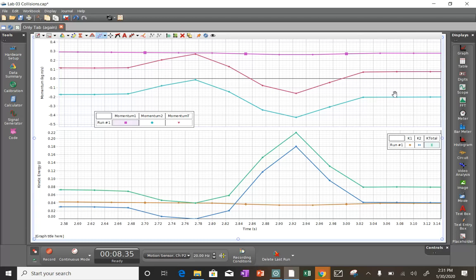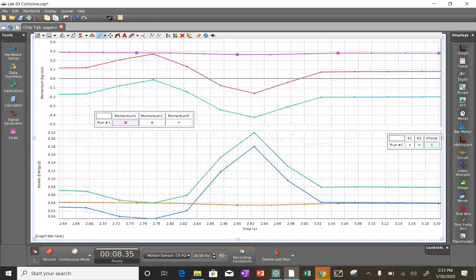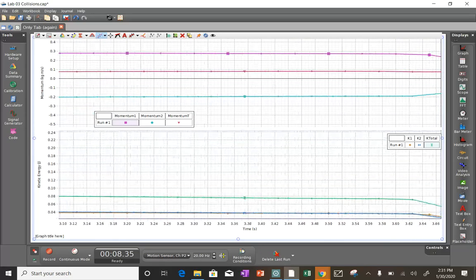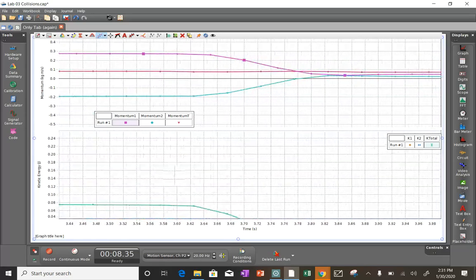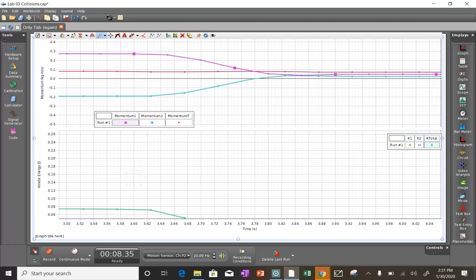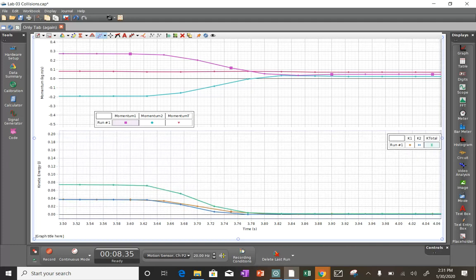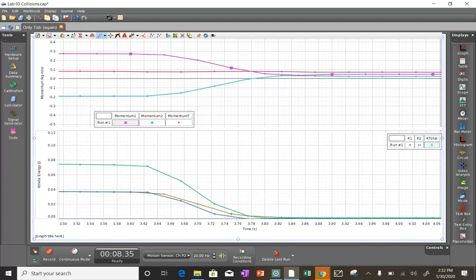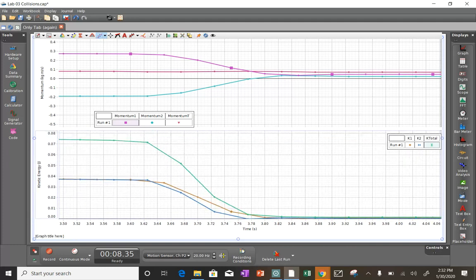Ooh, I may have misidentified where the collision is. You know why? Because my cart 1 and cart 2, one is positive and one is negative at the end. That cannot be. I must have missed where my collision is. Let me keep looking. There's my actual collision. Now it looks like it should. So you see, even I, the cocksure teacher, can make errors in judgment on these things.